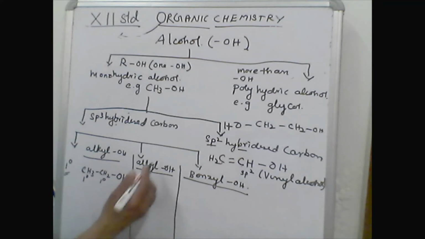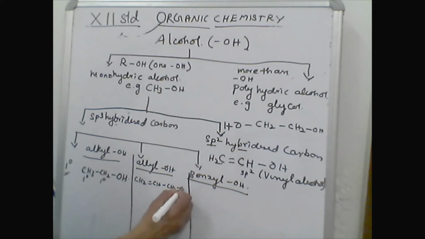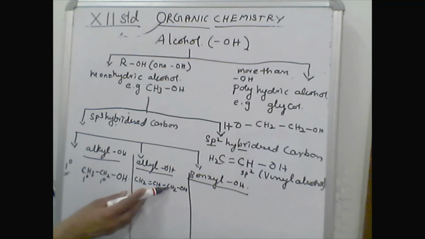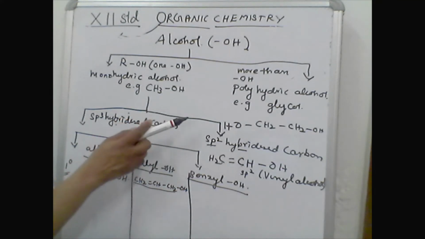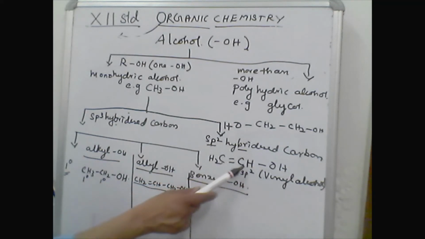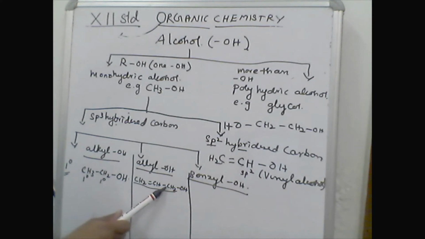And allyl is different. Allyl means we have CH2 double bond CH, CH2 OH, and again it is a primary carbon, directly attached to only one carbon. This CH2 is called the allyl group. The first one we saw, vinyl, has the sp2 carbon attached to OH, but with allyl, you can see the OH is attached to a primary, sp3 carbon.